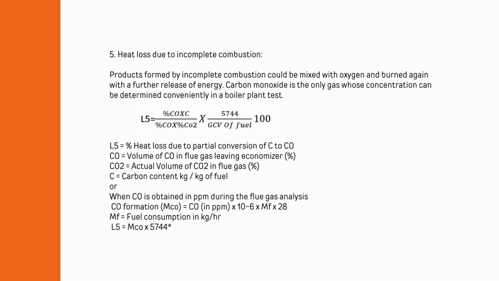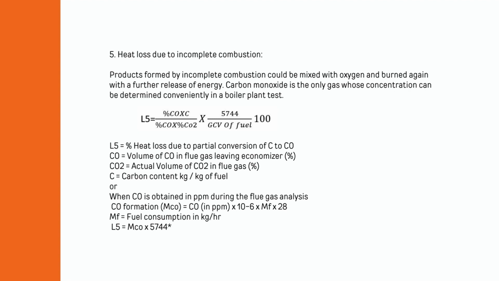L5 equals percentage of CO into C divided by percentage of CO plus percentage of carbon dioxide, into 5744 divided by GCV of fuel into 100. L5 is the percentage heat loss due to partial conversion of C to CO. CO is volume of CO in flue gas leaving economizer. CO2 is actual volume of CO2 in flue gas.